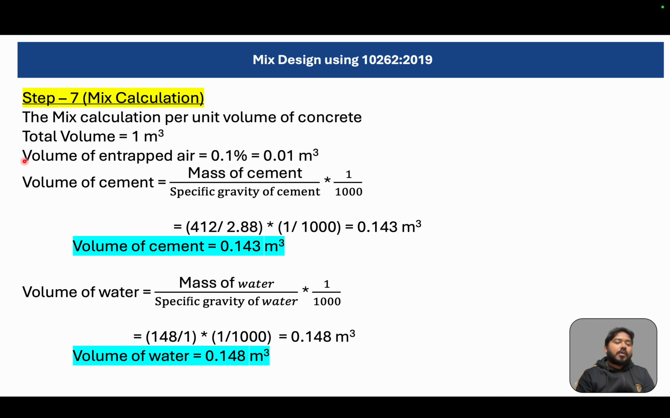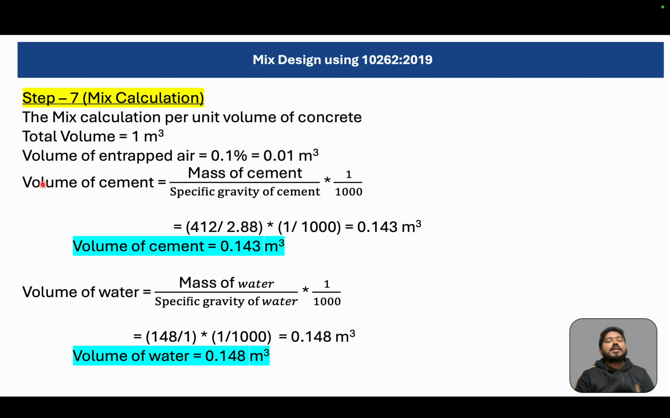So that is why, first of all, in step 2 you have identified the air content and you got the air content of 1%. So I have written it now, because I need to calculate everything by volume. So the volume of entrapped air is, as you said, 1%. Again, I have represented it in meter cube, 0.01 meter cube. I have converted it into meter cube.